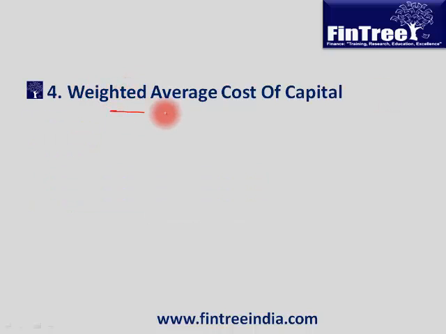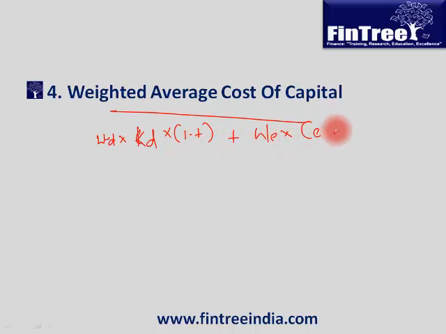How do you calculate weighted average cost of capital? Formula number 4. Simple. Weight of debt into after tax cost of debt, which is KD into 1 minus T, plus weight of equity into cost of equity.